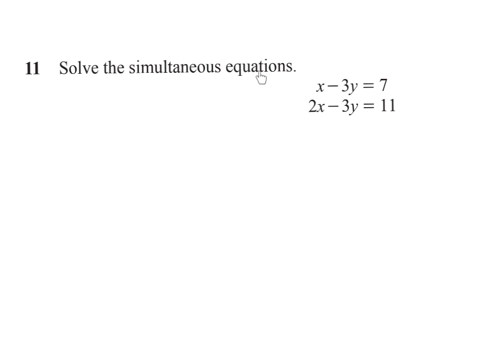Number 11, read, Afifa. Solve the simultaneous equations. Yes, x minus 3y equals 7, 2x minus 3y equals 11. How to solve? Use the elimination method. You need to look for the coefficient of x, which is 1 for the first and 2 for the second. The coefficient of y is negative 3 and negative 3. So, which is easier, eliminate x or eliminate y? Why? Because we have the same number, negative 3y, negative 3y.